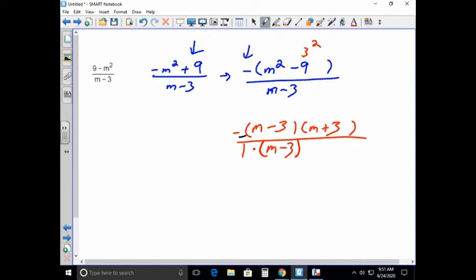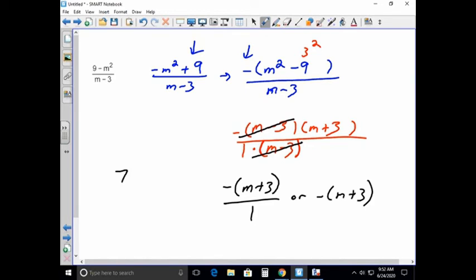So we have an m minus 3 on top, m minus 3 on bottom. Those cancel. So on top, we're left with a negative, we're left with an m plus 3, and on bottom, we're just left with a 1. And if the 1 is on bottom, we don't have to write it. Anything divided by 1 is itself.